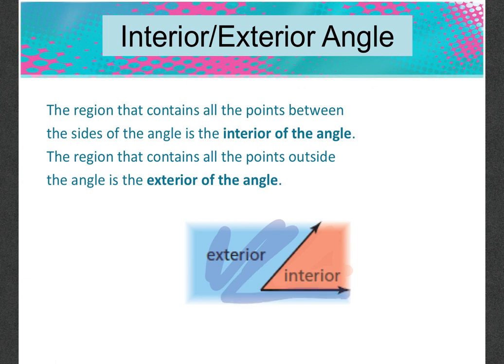But what about over here? You would have to picture what would happen if you extended your sides. As you extend it, then you would see that all in here would still be interior and all out here would be your exterior. So just because it's not currently in between them doesn't mean it wouldn't be interior. You'd have to think about extending those sides out.